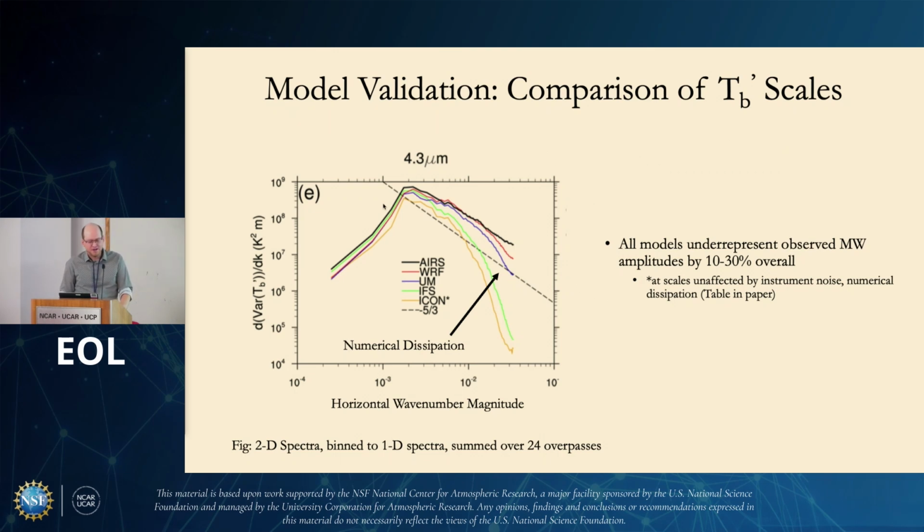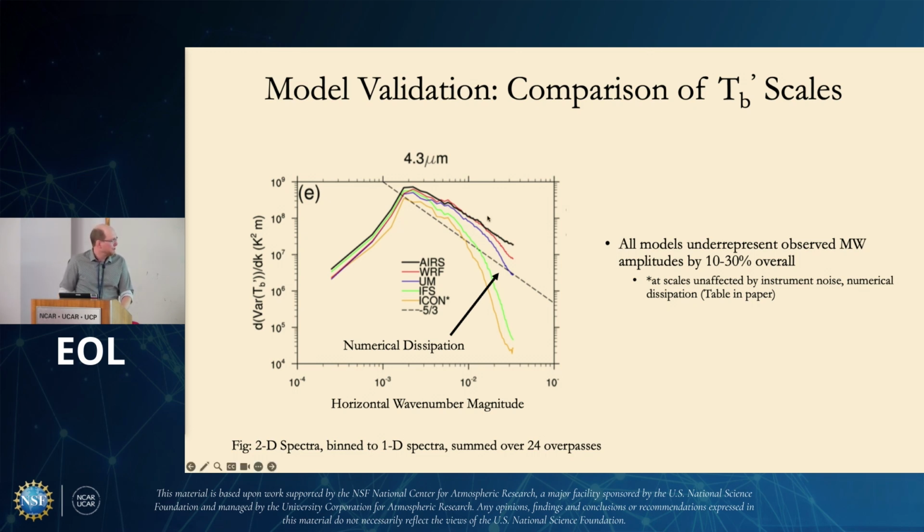Well, we can look at all of those overpasses. We'd like to be a little bit more statistical. So here's an evaluation of wave amplitude, or it's just brightness temperature variability as a function of scale. 2D spectra for each overpass binned into one-dimensional spectra, and then summed over all overpasses gives us a single one-dimensional spectrum for all 24 of those overpasses. And here we see data, and then all of the model curves as well. So the higher resolution WRF and overall do pretty good at representing the brightness temperature variability that was observed.